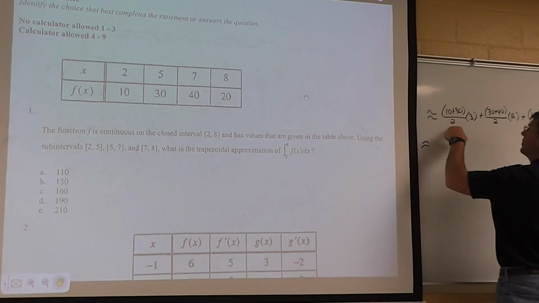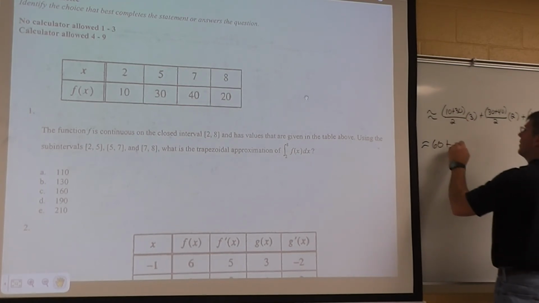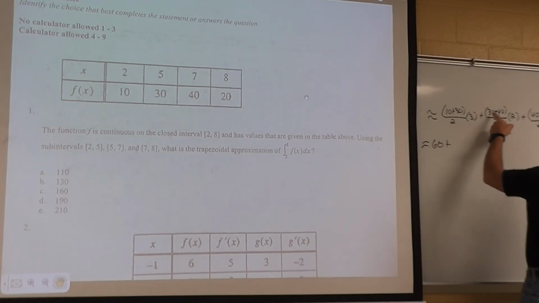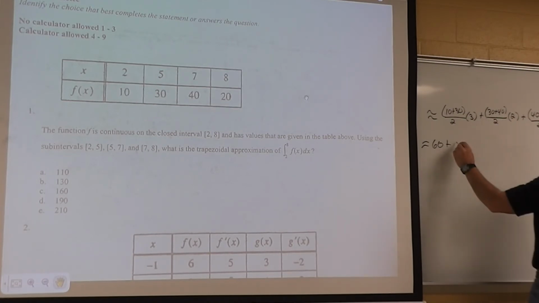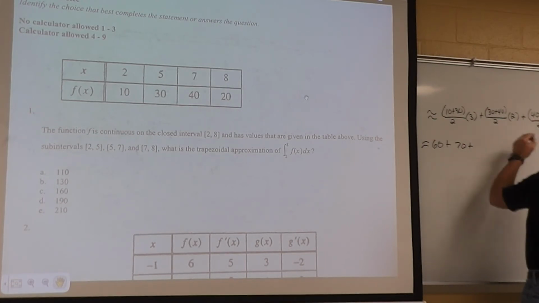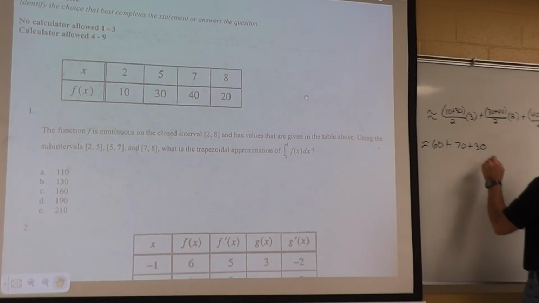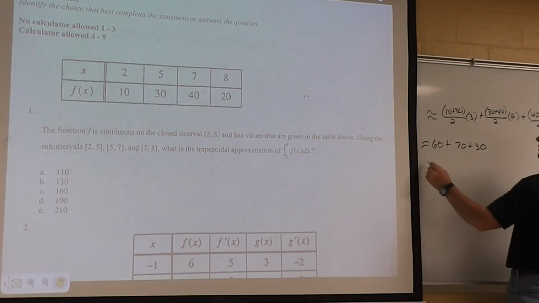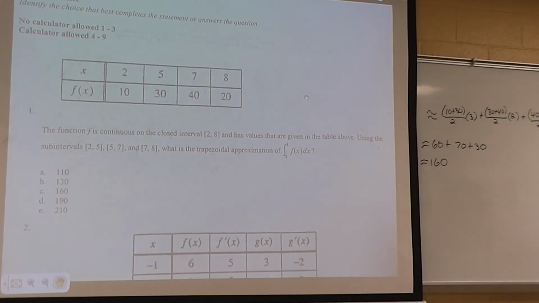40 divided by 2 is 20 times 3 is 60 plus 70 plus another 30. And I'm going to get 160. So I'm going to say C. What do we think? I agree.